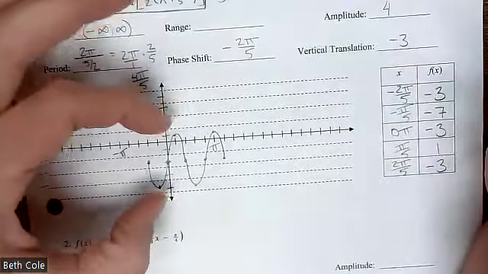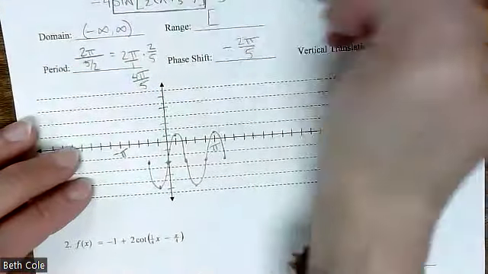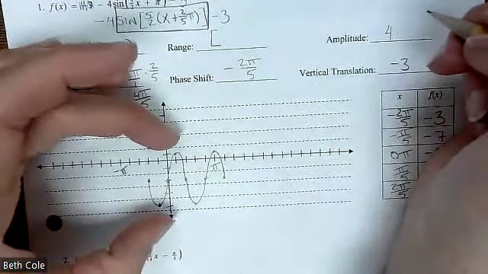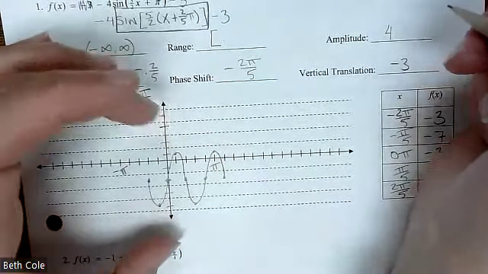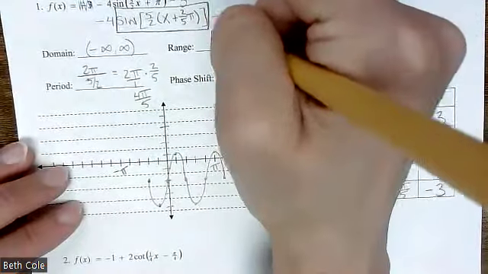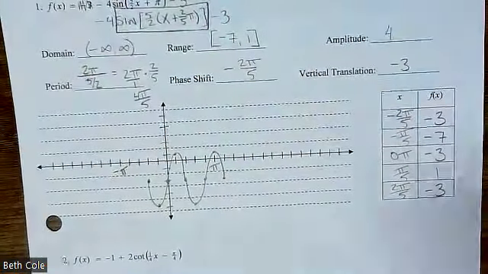What numbers are you stuck in between for your range? From where to where? -7 to 1. And brackets.